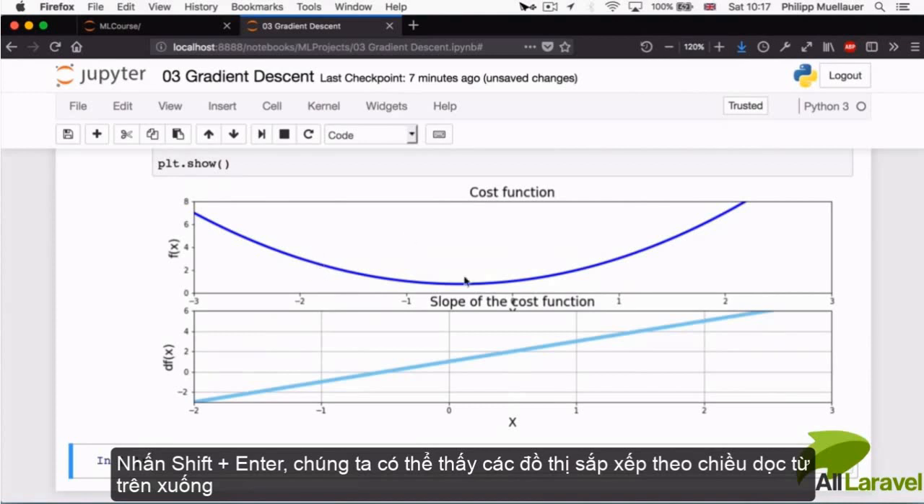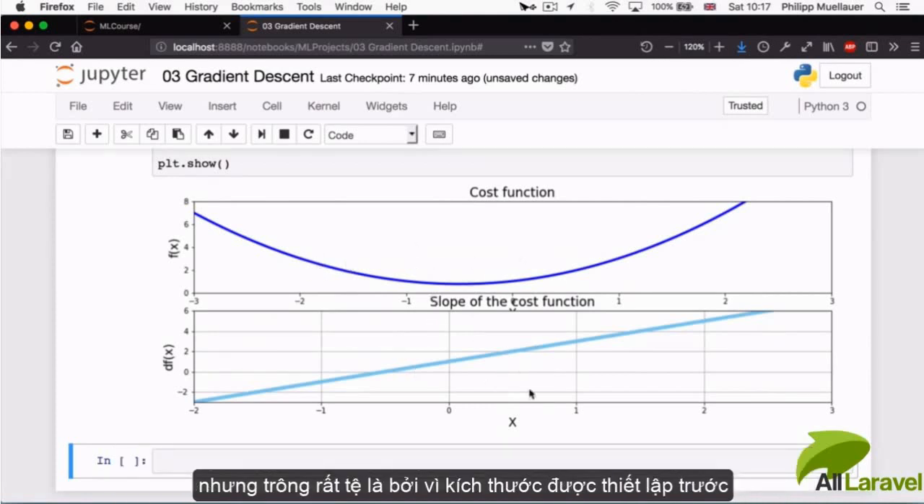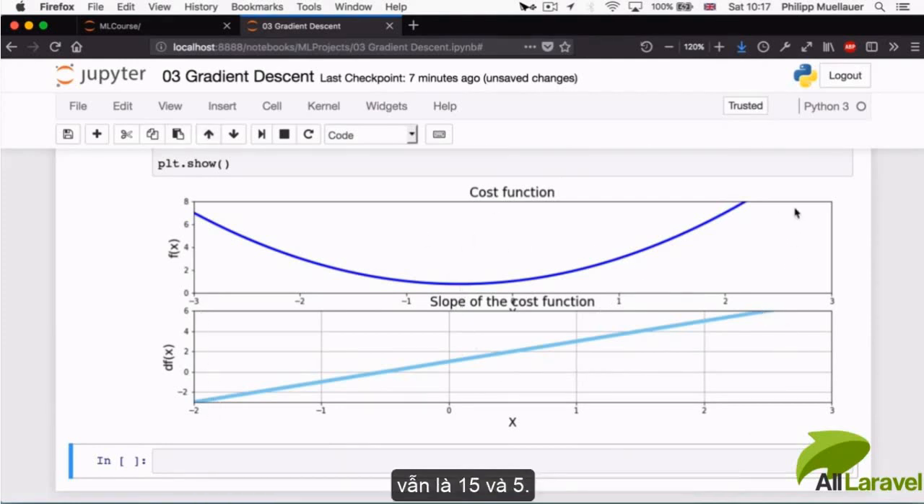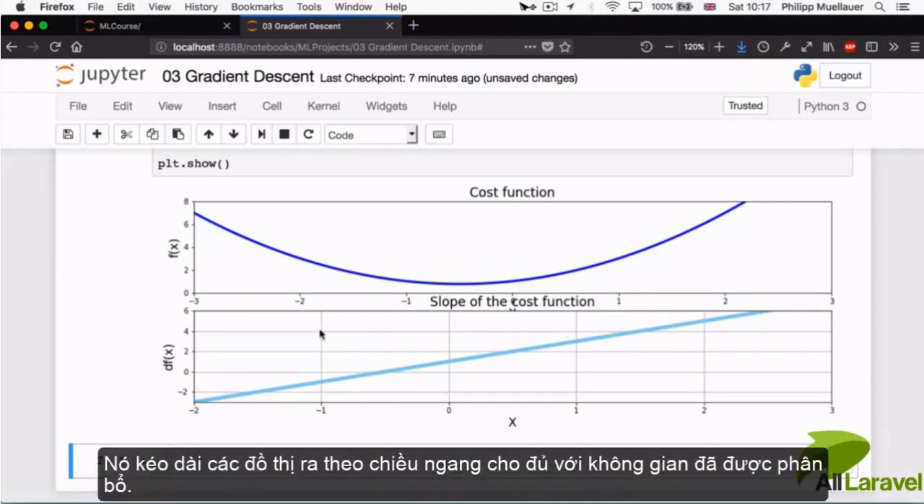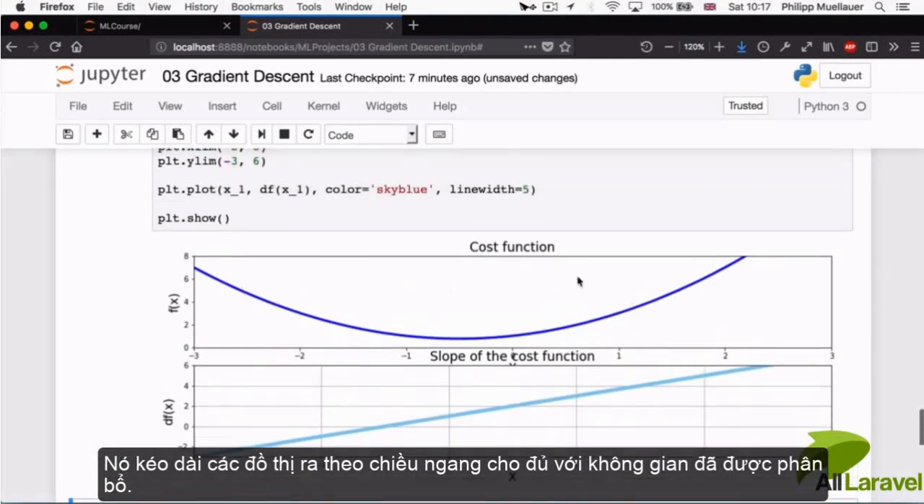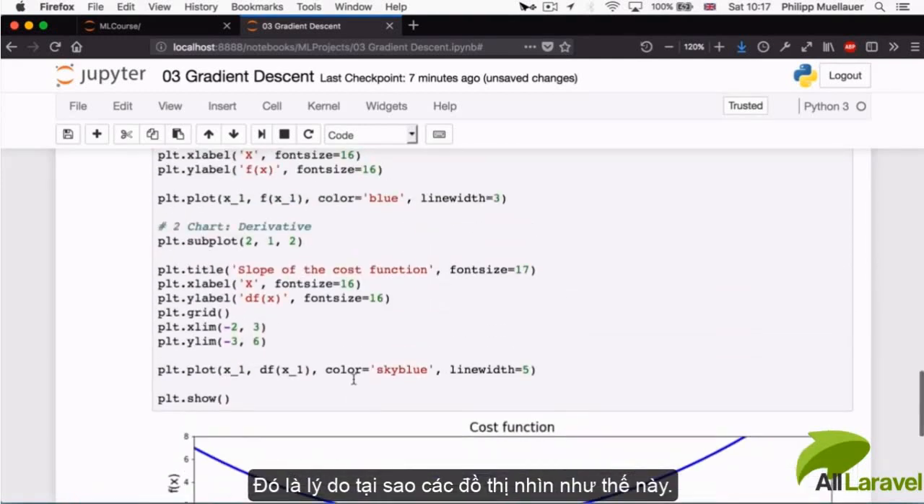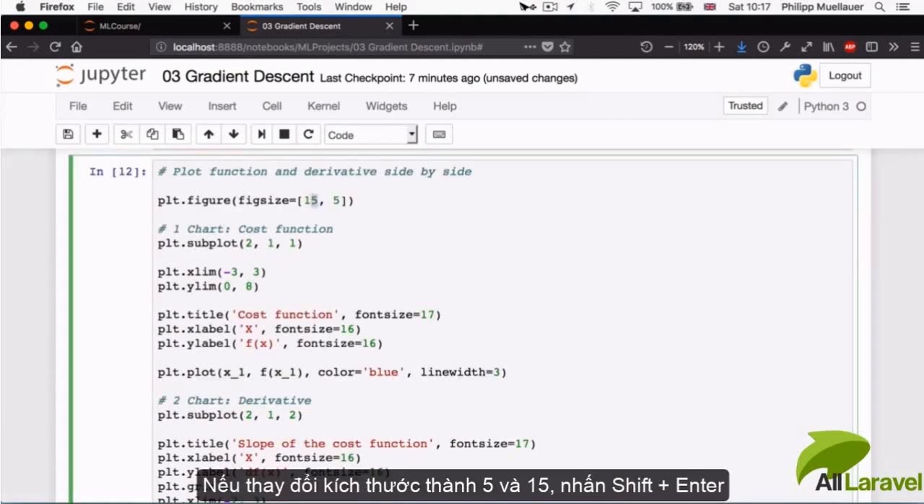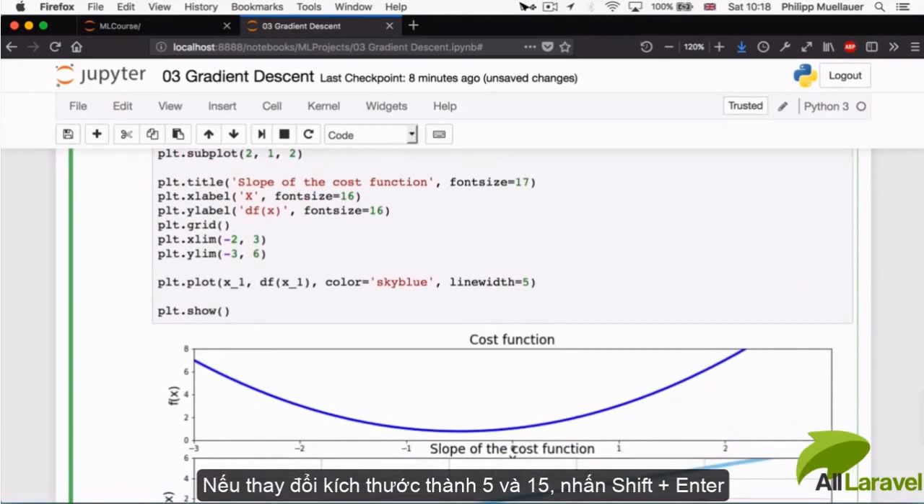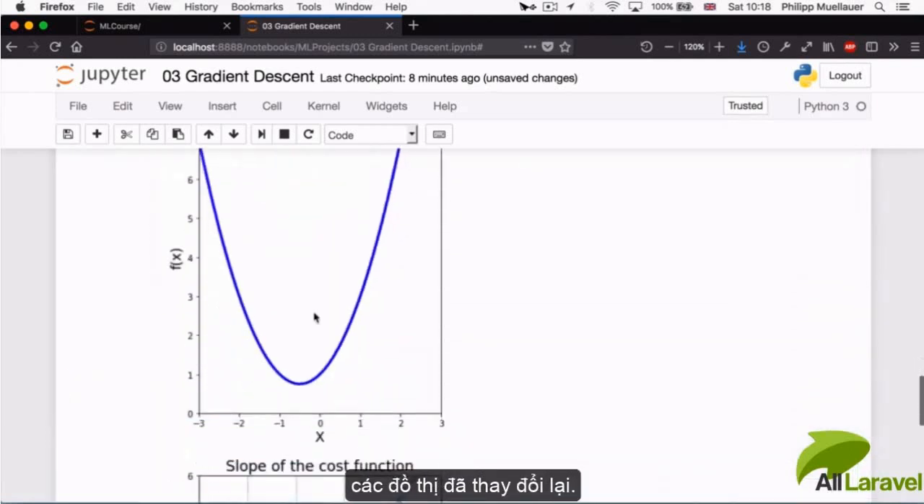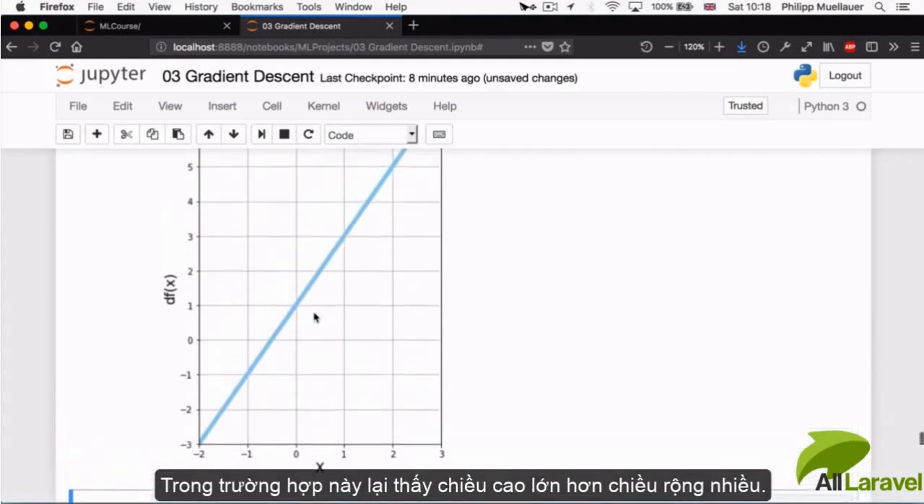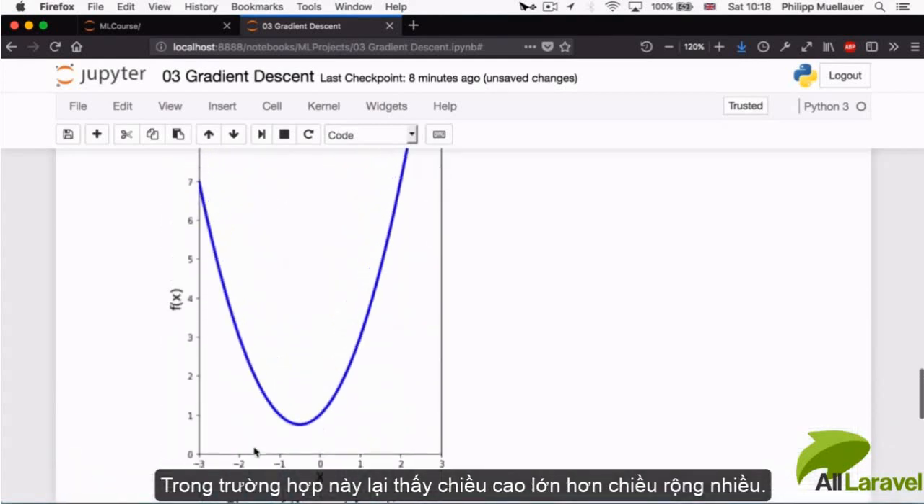But one of the reasons why they look terrible like this is because we've constrained our figure size to be still using the same dimensions, 15 by 5, right? So it's stretching out the charts across the whole space that it's allotted, and that's why they look like this. But if we changed our figure size with some new constraints, say 5 and 15, right, then pressing Shift Enter will give us the charts like this.